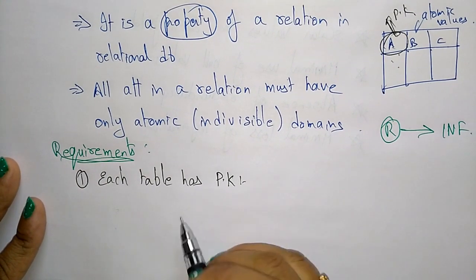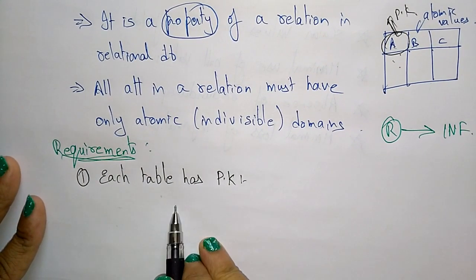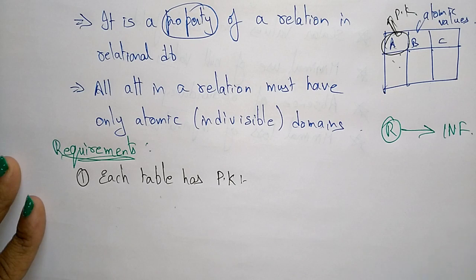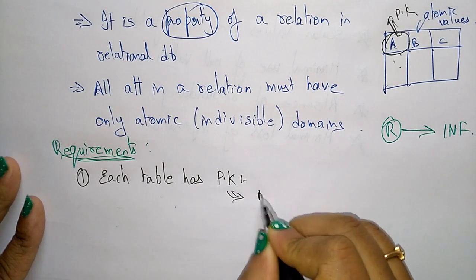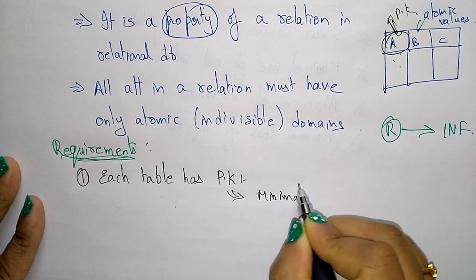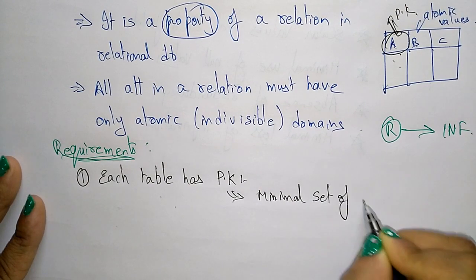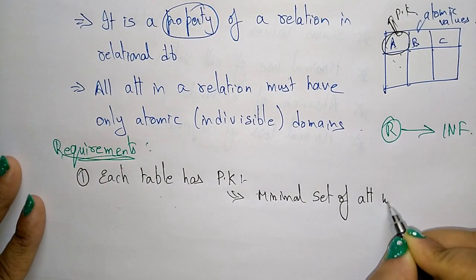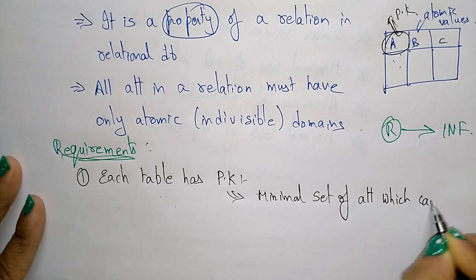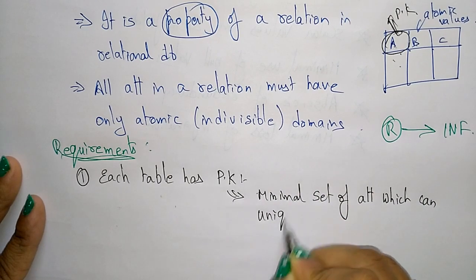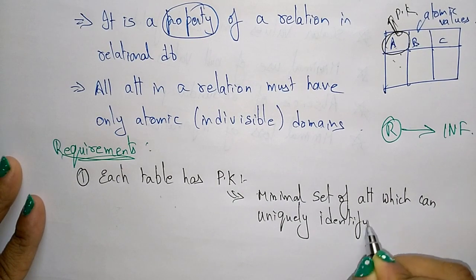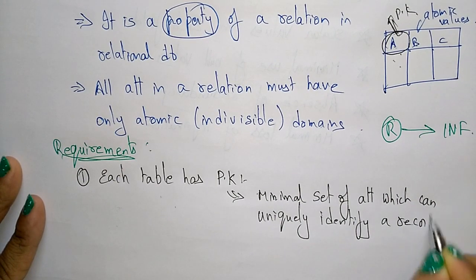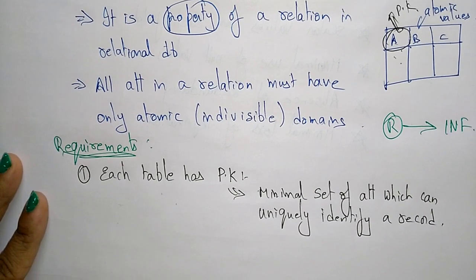Here the primary key is nothing but the minimal set of attributes which can uniquely identify a record. I already explained that. So let me write: minimal set of attributes which can uniquely identify a record. So this is the first requirement.